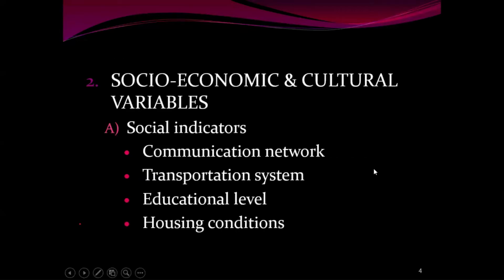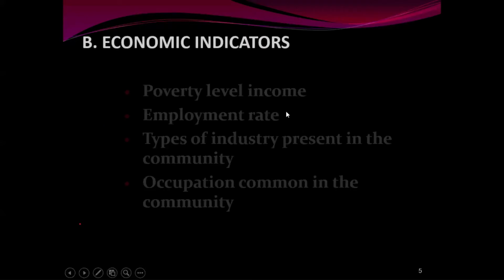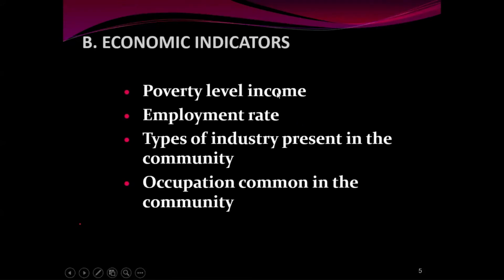Socioeconomic and cultural variables. Social indicators: transportation system, education levels, housing conditions. You can find these things out from the socioeconomic and cultural variables. Economic indicators: first you have to observe, and you can also note poverty levels, income, employment rate, types of industry present in the community, and occupations common in the community. Economic indicators are also part of demographic variables.